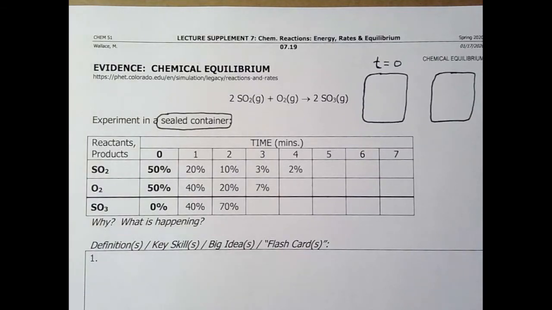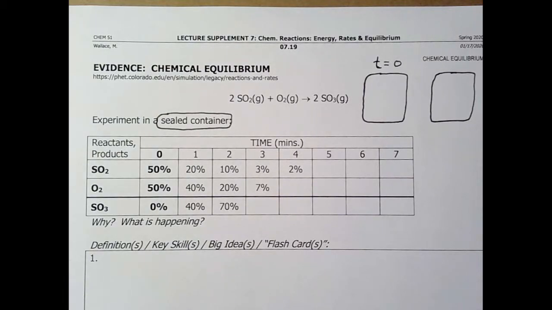All right, folks, so now we're in this last idea in chapter 7. We started off looking at enthalpy, entropy, Gibbs free energy, and kinetics, how fast reactions go and how they happen. This last idea we're calling equilibrium. And I want to give you some data here, some evidence to see what this looks like.